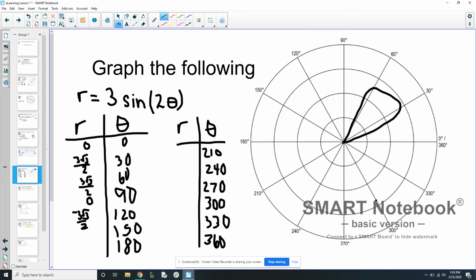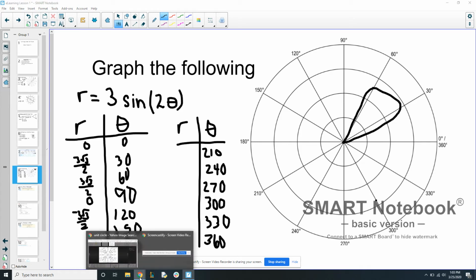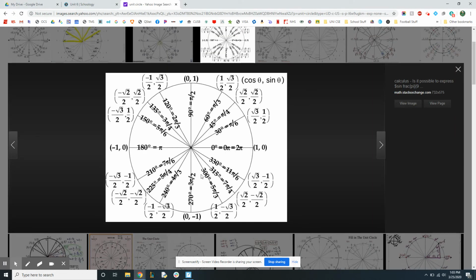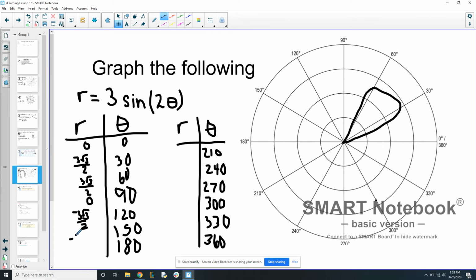Okay, 150. So take that times 2. That is 300. 300 on the unit circle. The y value is again negative square root 3 over 2. So this is again negative 3 square root 3 divided by 2. And then at 180, 180 times 2 is 360. So again, that's going to be 0. So that's there. 150 is negative again, so it's opposite down here, and then we connect because it's back at 0. So there's our second petal.